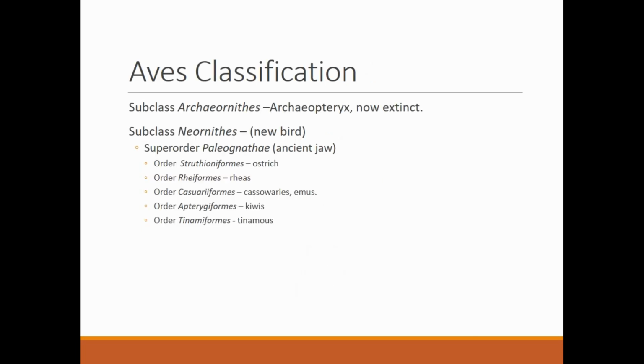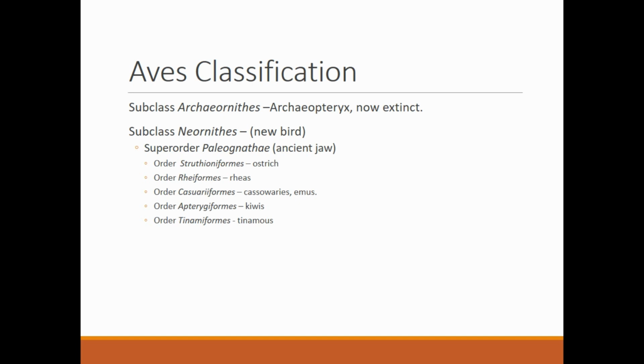Classification of Aves, subclass Archaeornithes, the Archaeopteryx, which is now extinct. This is the bird that is believed to have been one of the very primitive birds. It had a thumb or a digit on its elbow. It had teeth. Probably one of the very early first birds, one of the first organisms to have feathers.